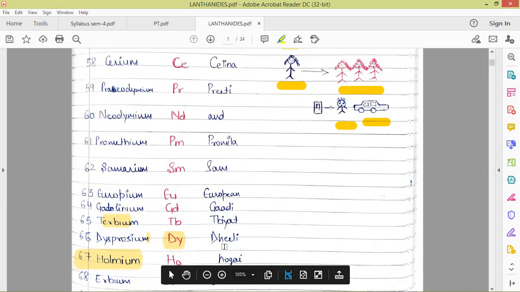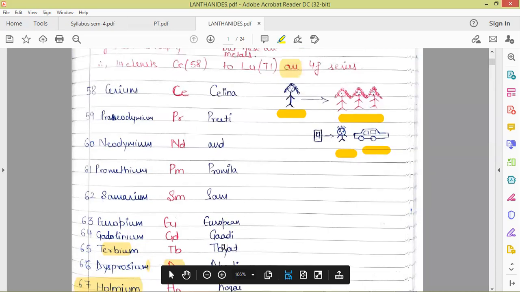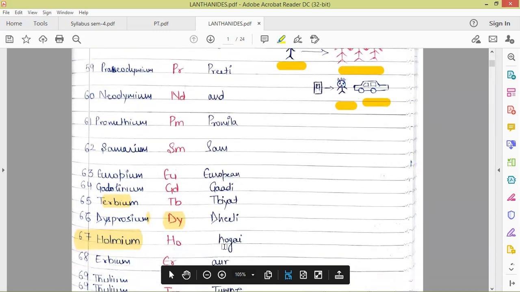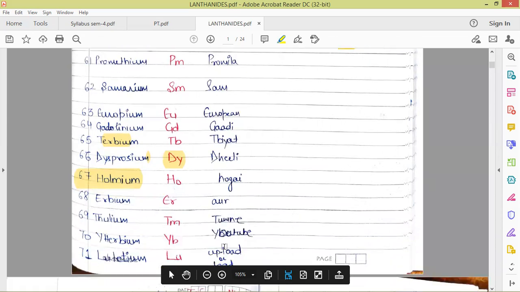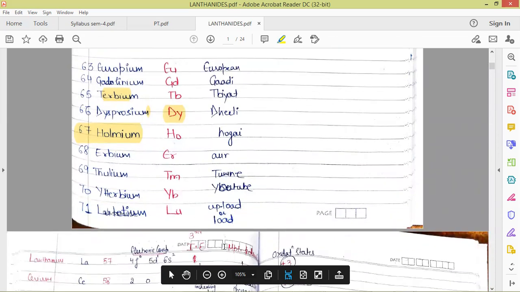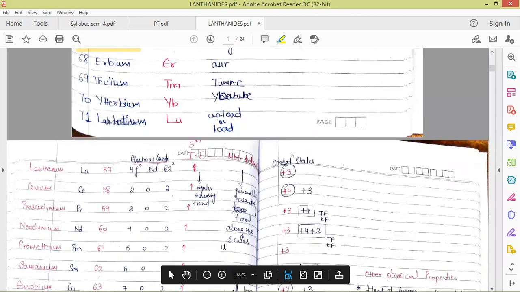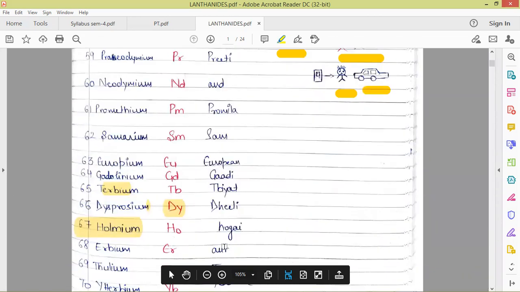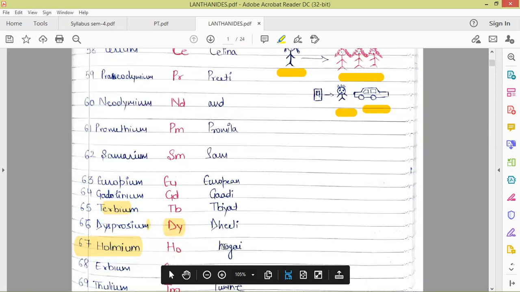So in this way you can memorize this mnemonic as Selena, Preeti and Promila, सैम की यूरोपियन गाड़ी में तबीयत ढीली हो गई और तुमने उसे YouTube पे लोड कर दिया. So this is a very easy way to remember this sequence of lanthanides.